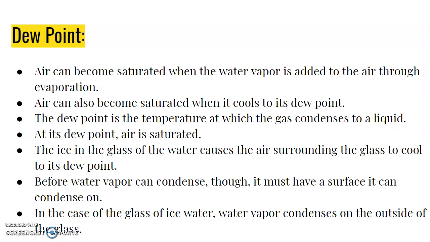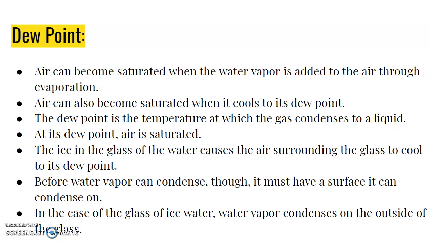The ice in the glass of water causes the surrounding air to cool down. And when it cools down to its dew point, or the temperature at which the gas condenses to a liquid, the water vapor around that glass of ice water becomes liquid. So it changes from gas, which was water vapor, to liquid, which is now water droplets.